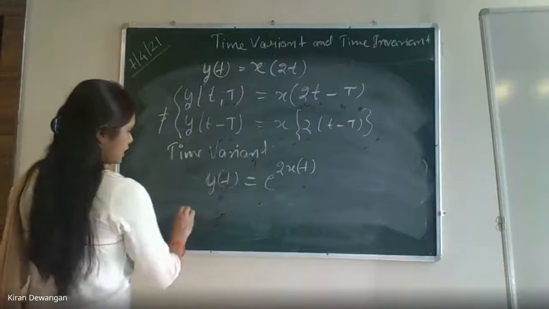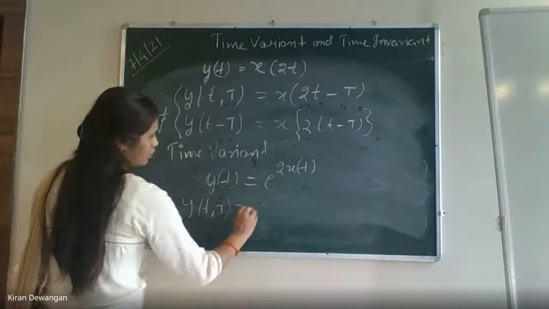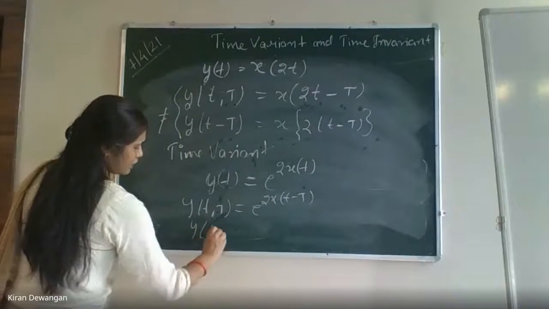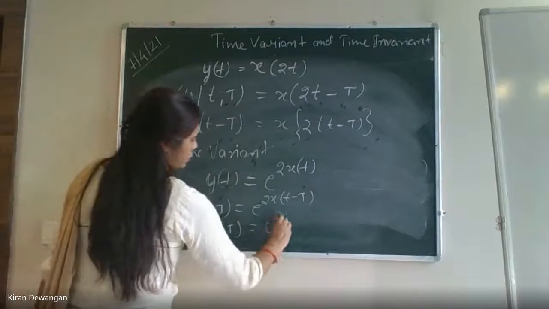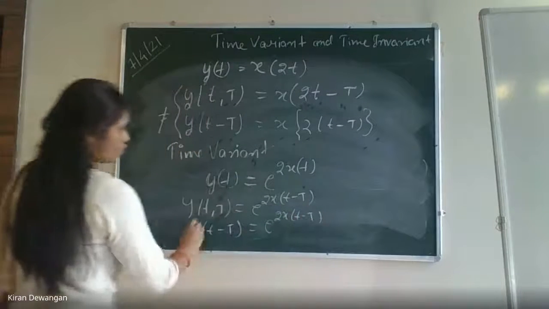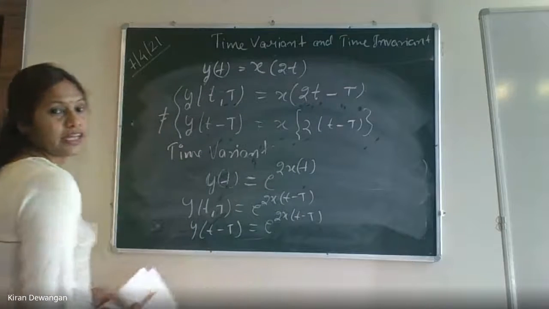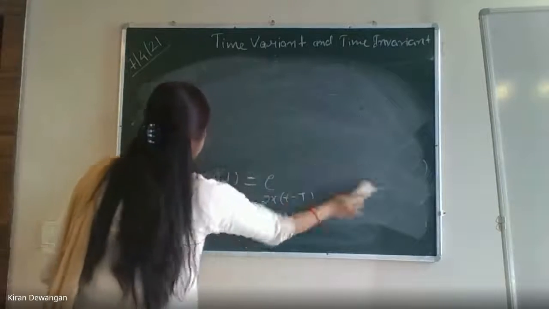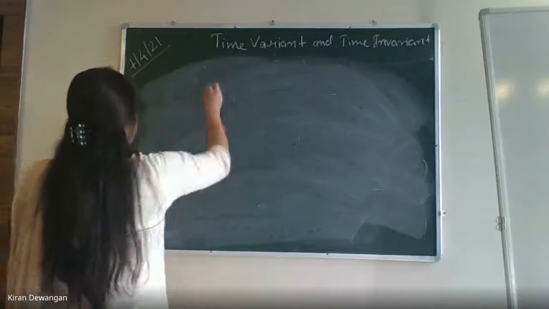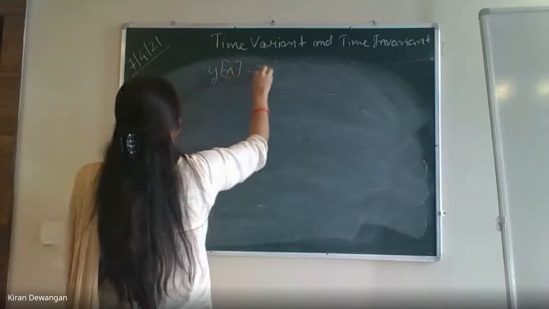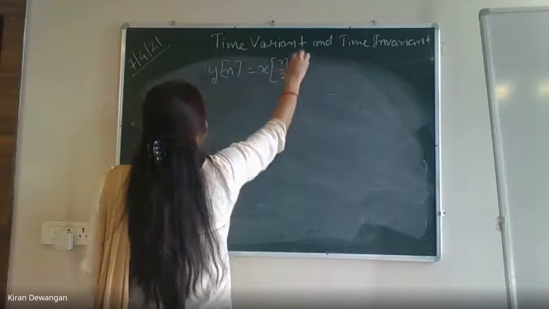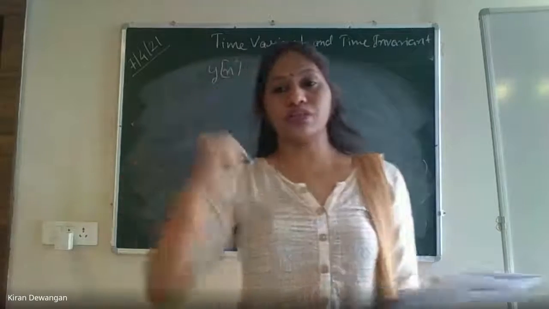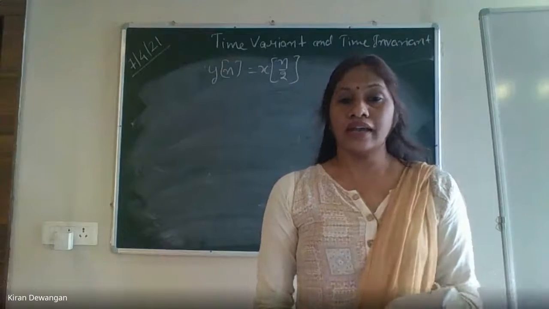It is very simple. It will be y t with the shift in the input will be e to the power 2x t minus t, and y of shift in the output itself will be e to the power 2x t minus t. That's it. Now both are same. It will be a time invariant system. Okay. Now if I write y of n equals to x n by 2. Y of n equals to x n by 2. ये क्या है, टाइम वेरिएंट और इनवेरिएंट?